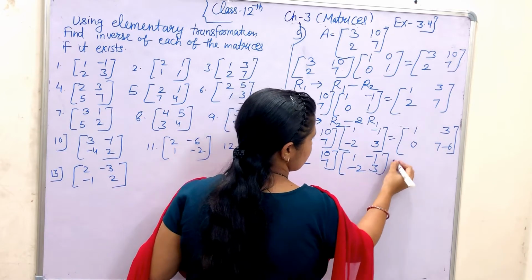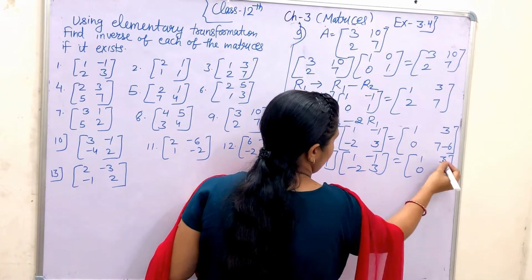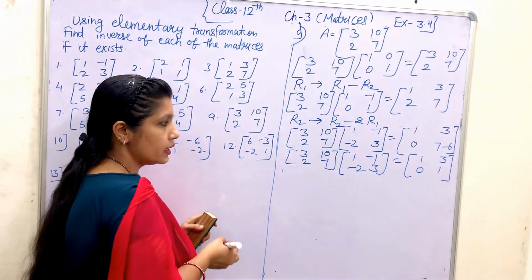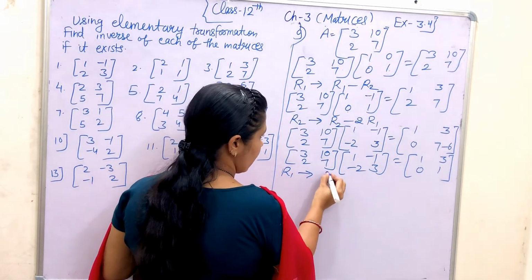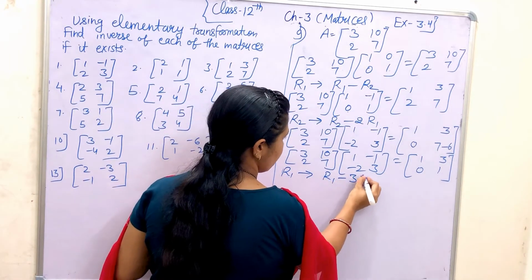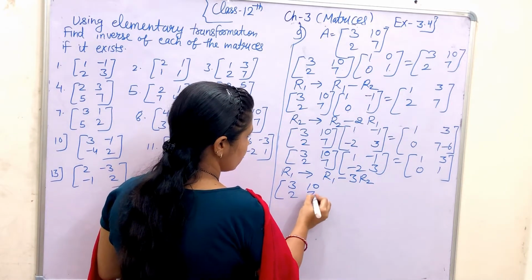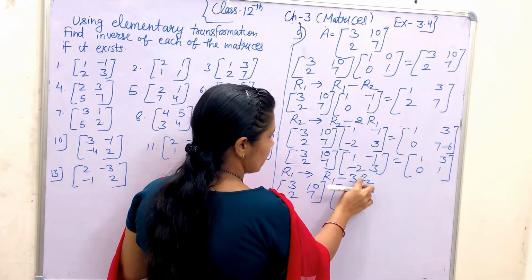Now we can see our element A12, that we have to make it 0. How can we make it? R1 minus 3 R2. 3, 10, 2, 7. Here is R1 minus 3 R2.